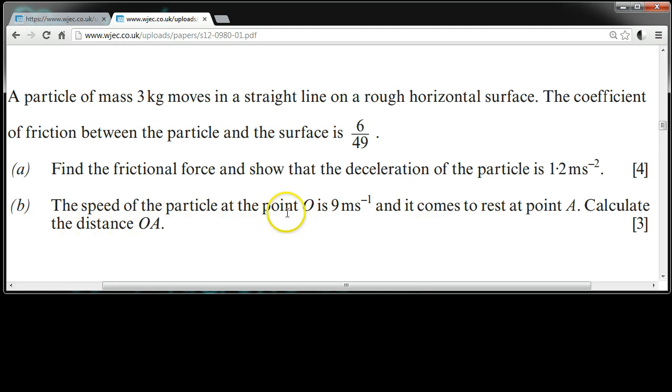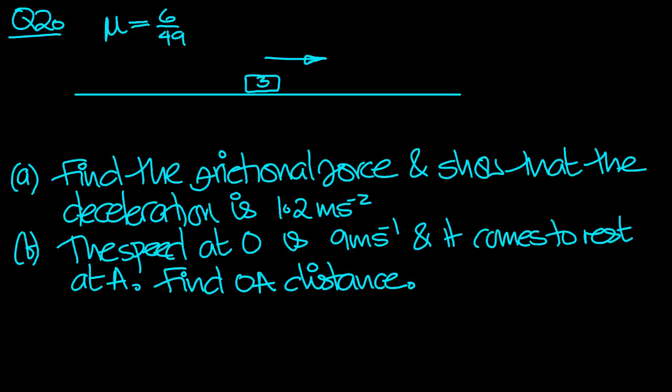The speed of the particle at the point O is 9 meters per second, and it comes to rest at a point A. Calculate the distance OA. So here's the question in summary form, with all the information contained. Let's have a look at the diagram.